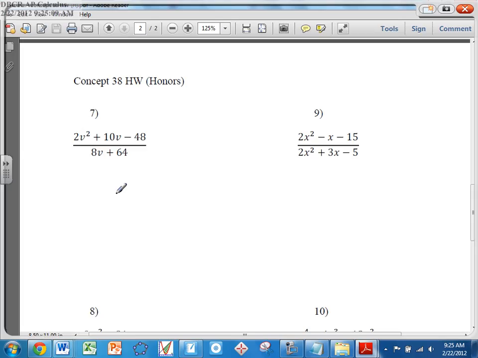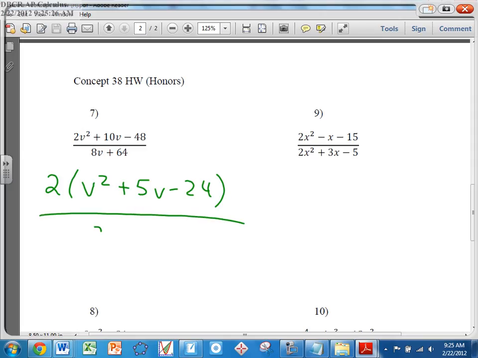Number 7. A lot of people think that the numerator needs the AC method, but you don't. Everything is even in the numerator, so factor out a 2 right away. The numerator starts with 2v squared plus 5v minus 24, all over 8 quantity v plus 8. You always factor out your GCF to start any problem. Now at this point, factor the numerator's quadratic. What does that factor into? v plus 8 and v minus 3. Very good. So replace that with v plus 8, v minus 3, and then you're going to see the v plus 8's cancel.